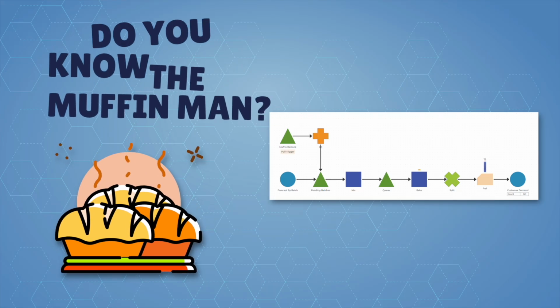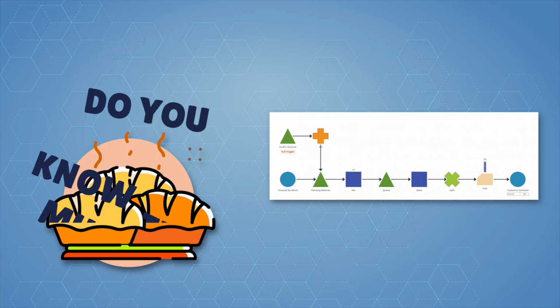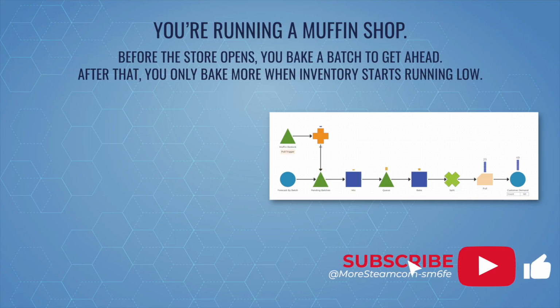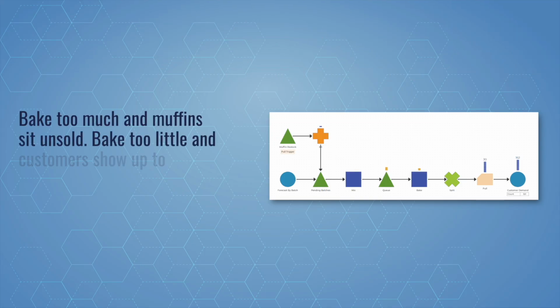Do you know the muffin man who lives on Drury Lane? You're running a muffin shop. Before the store opens, you bake a batch to get ahead. After that, you only bake more when inventory starts running low. Bake too much, and muffins sit unsold. Bake too little, and customers show up to empty shelves.